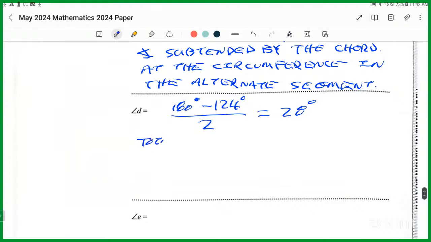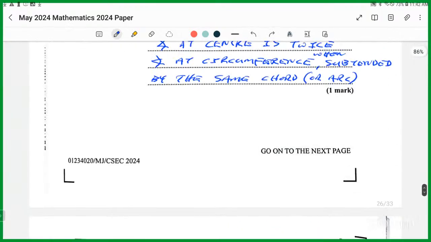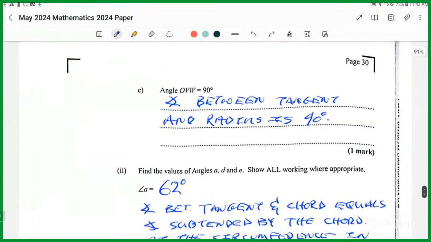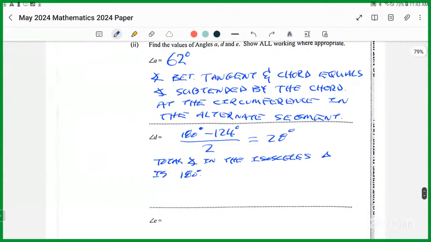Total angle in the isosceles triangle is 180 degrees, and that triangle is isosceles. If you want to name the triangle that is isosceles, you could name it here. In this case, it is OZV. So you could say total angle in isosceles triangle OZV is 180 degrees, right? And the two base angles are equal, 28.